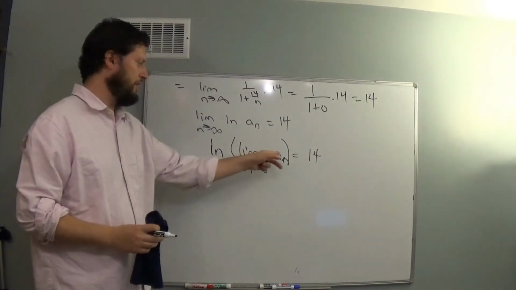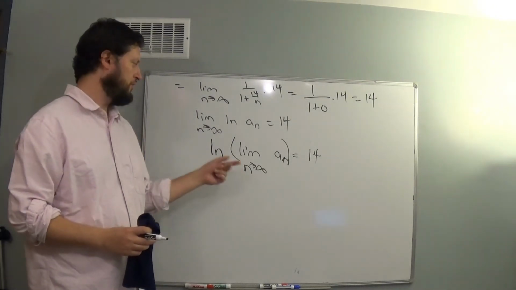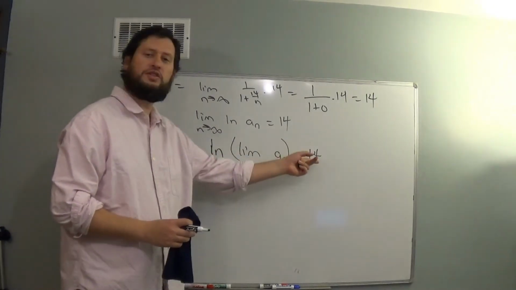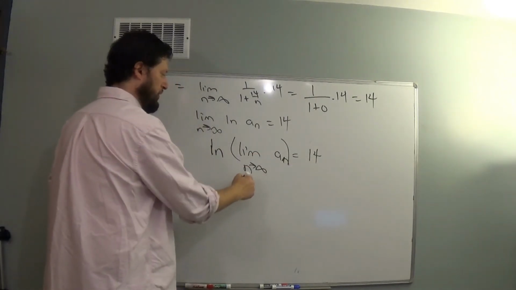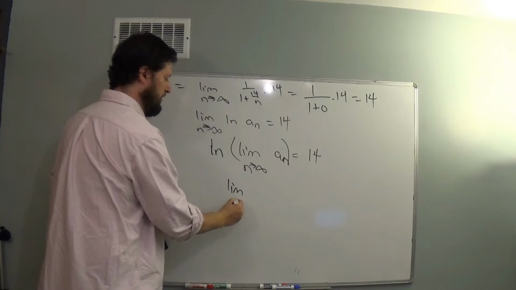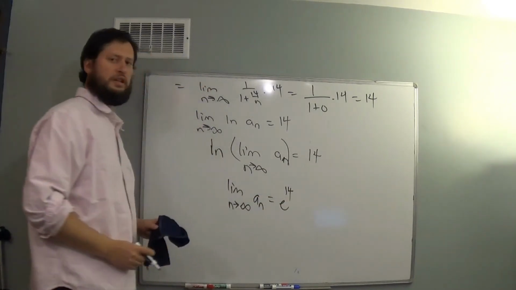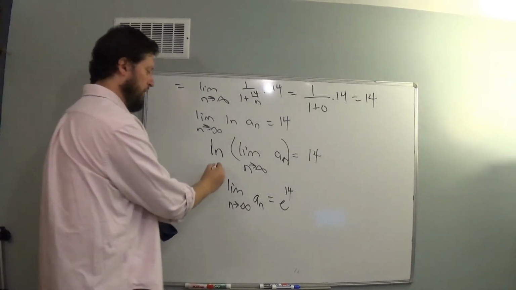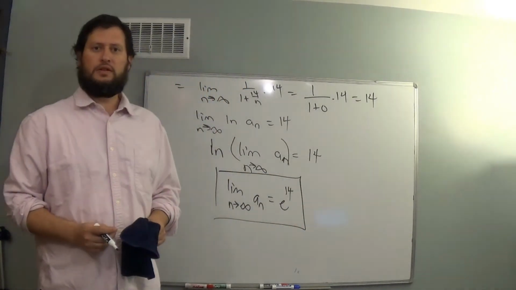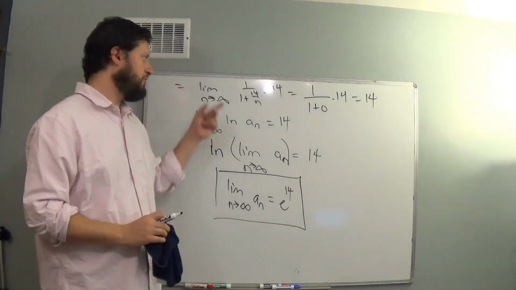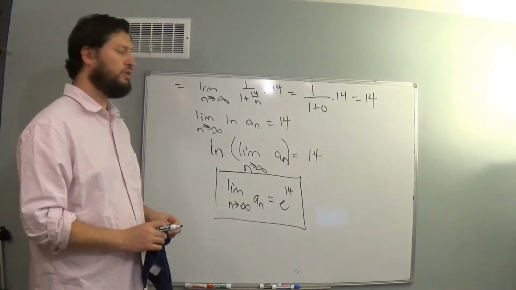And so what that means is, this is what we want. We want the limit of a_n as n goes to infinity, which means I can solve for it by turning this log equation into an exponential function. e to the 14 is what's inside. The limit as n goes to infinity of a_n is e to the 14. And that's what we wanted. You very well may be asked to reproduce something similar to this on a quiz or an exam. It is an important idea.